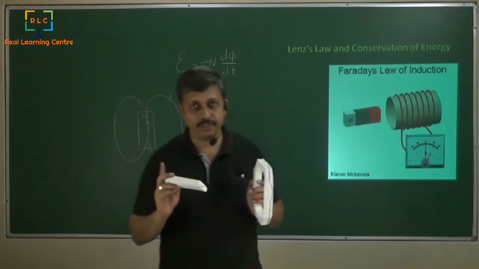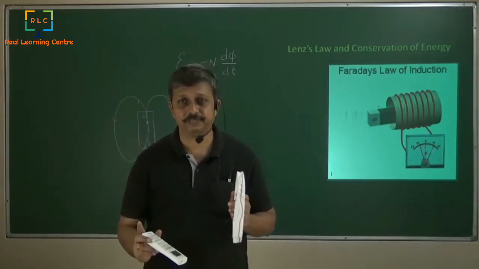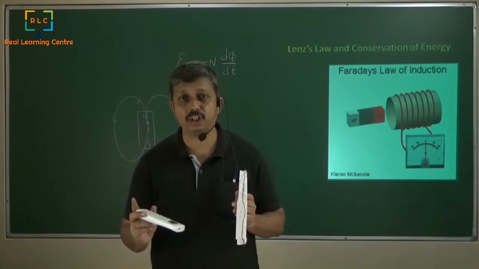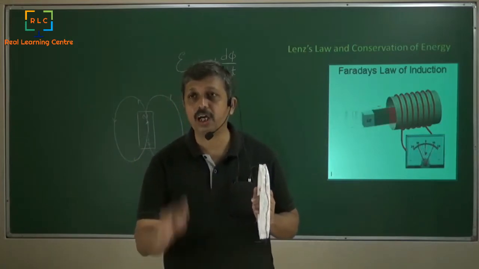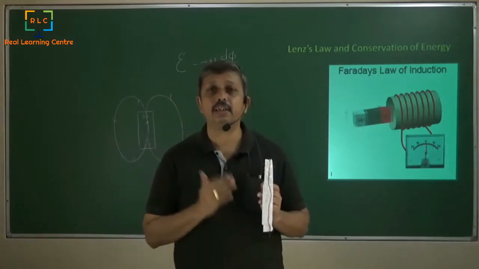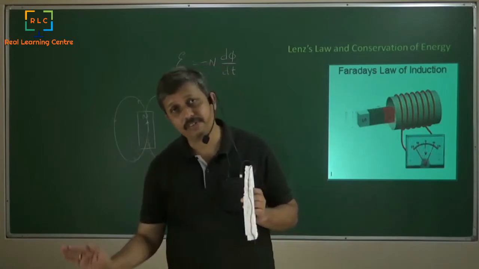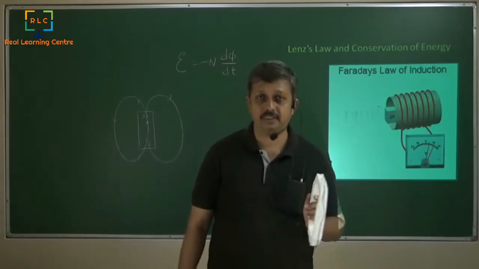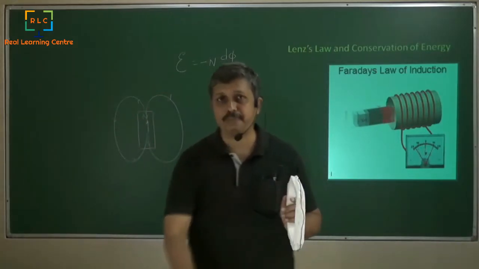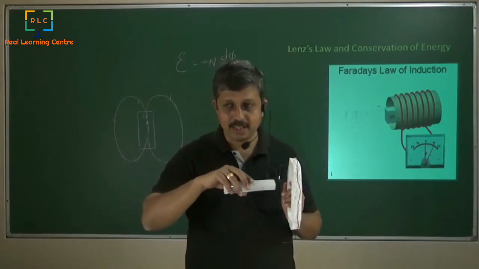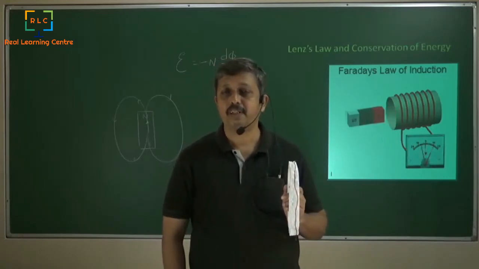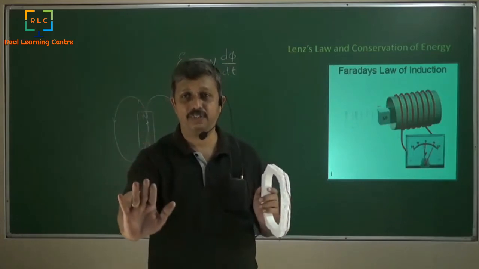Remember this. When it is increasing, what should be the direction of the current that gets produced? Lenz's law gives the answer. It produces current inside this coil in such a way that it opposes whatever change is happening. What is the change that is happening? When you bring the magnet nearby, the change is an increase in the magnetic field. Now, how do you oppose it? By decreasing the magnetic field.